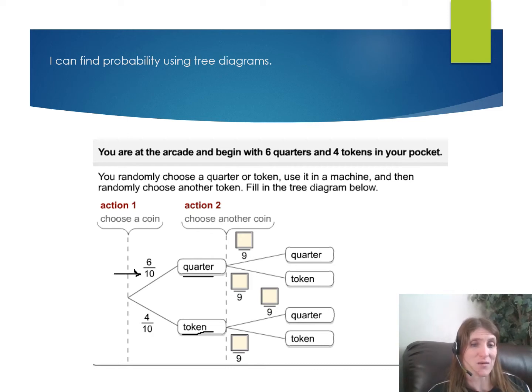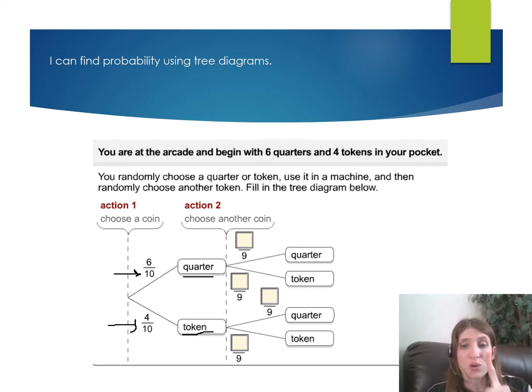because up there in the beginning of the problem they say that there's 4 and 6, and then we know that there are 4 tokens, so that's why 4 is on the top, and 6 quarters. So those are basically your probability of getting a quarter would be 60% and 40% for a token, right? More quarters than tokens, it makes sense. Now, the second action or event would be to choose another coin. So you have the probability of getting a quarter or a token again.